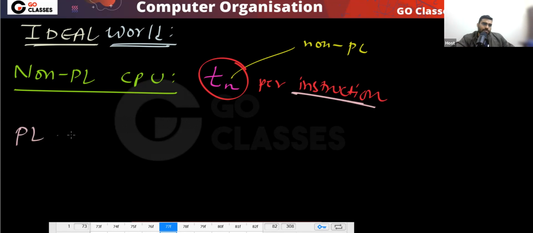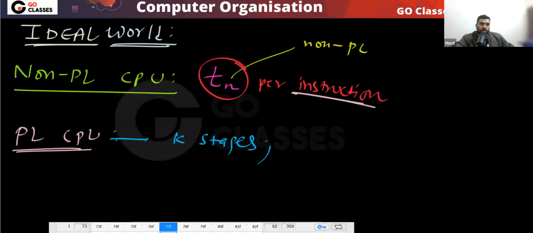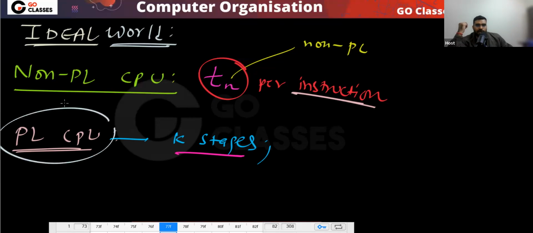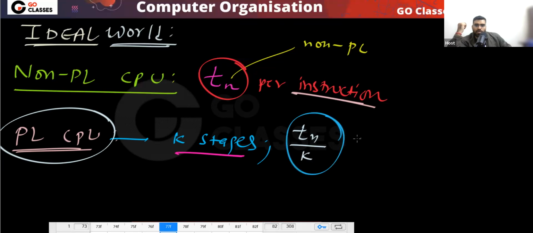Now, when you convert this into a pipeline CPU, let me assume that you are making k stages. What is the ideal situation? The ideal situation is that each stage will take Tn divided by k. Do you agree or not? In the pipeline CPU there are k stages, and one stage is taking Tn divided by k amount of time.